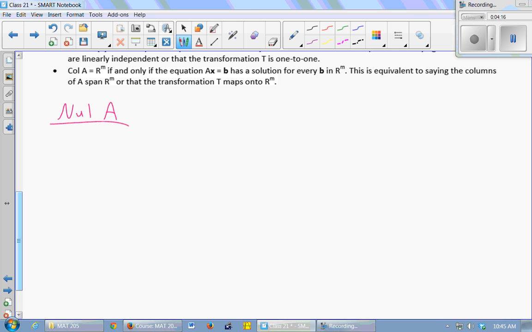So if I have 2 vectors, u and v, in the null space of A, what does that mean? It means they get mapped to 0 by the function Ax. So Au equals 0 and Av equals 0. That's what it means to be in the null space. It's the definition of the null space.